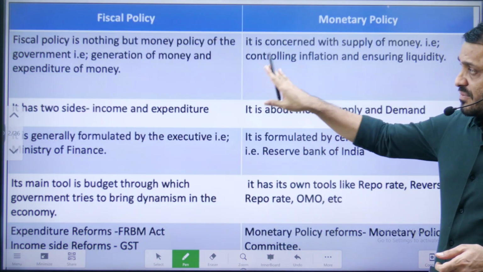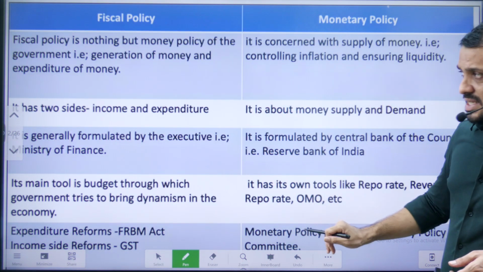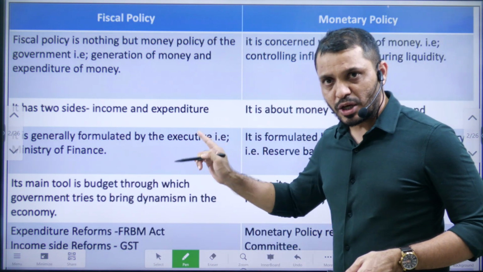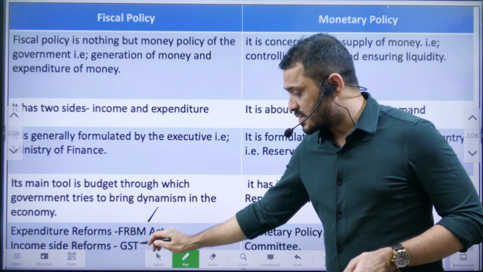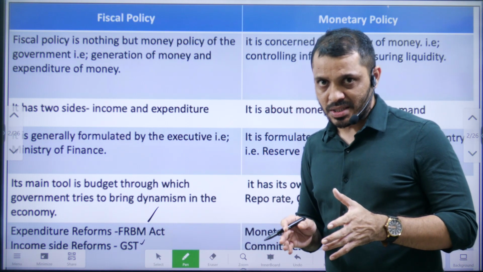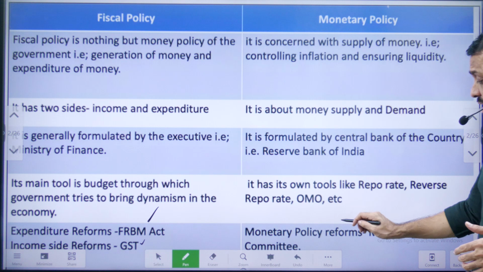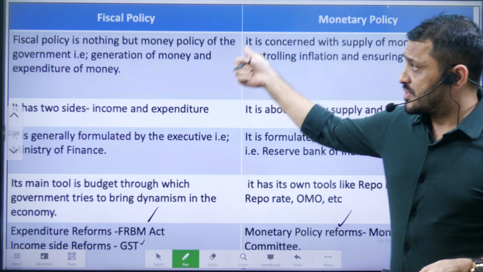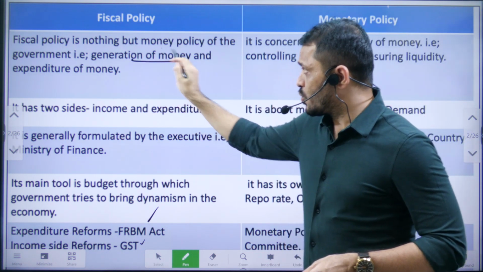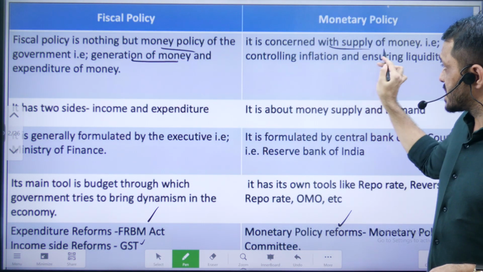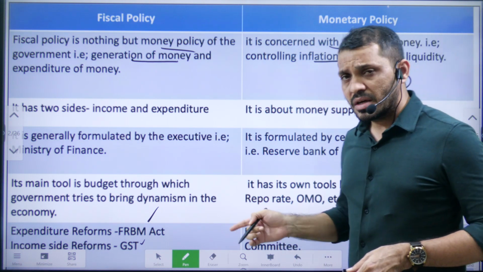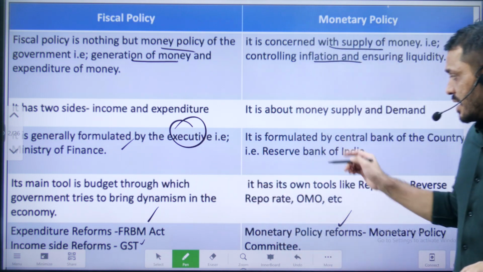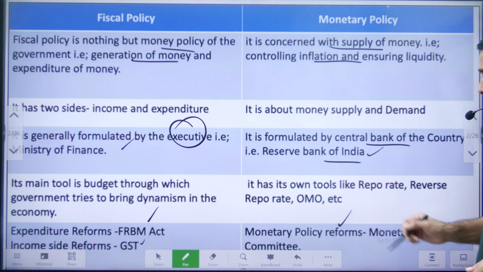The major difference between fiscal policy and monetary policy, you can see on this slide. Fiscal policy is controlled by the Government of India through the FRBM Act as well as through GST norms and all these things. Whereas monetary policy is regulated by RBI in terms of the monetary policy review. Fiscal policy is more towards the government, and monetary policy mainly through RBI. The executive, that is the Ministry of Finance, will prepare fiscal policy, whereas monetary policy is prepared by RBI.